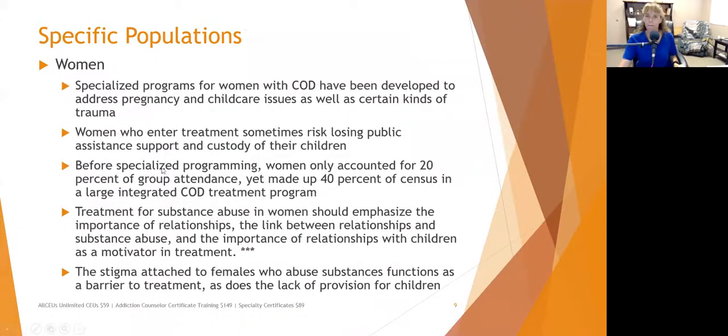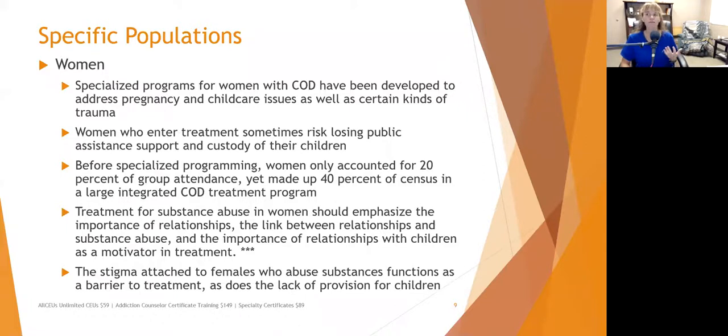Another specific population is women. Specialized programs for women with co-occurring disorders have been developed to address pregnancy and childcare issues, as well as certain kinds of trauma. The mother-baby unit that was in my organization, we had 15 rooms that could accommodate, obviously, 15 moms with their children. And that enabled a lot of women who had young children and pregnant women who had other children to enter treatment and be in a safe environment while they were pregnant and 6 months postpartum, which was wonderful because it allowed us to help that mother ideally have a baby that was born without drugs in its system, or work through that initial 6 months that can be so trying and where there's such a high risk of postpartum depression.